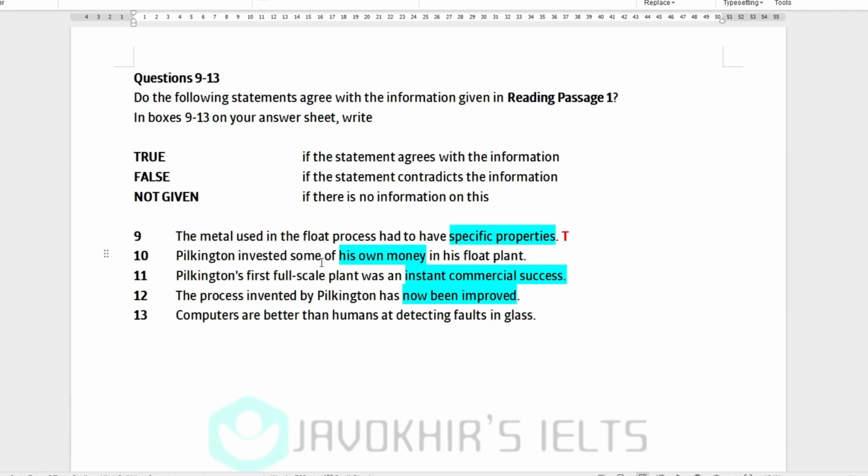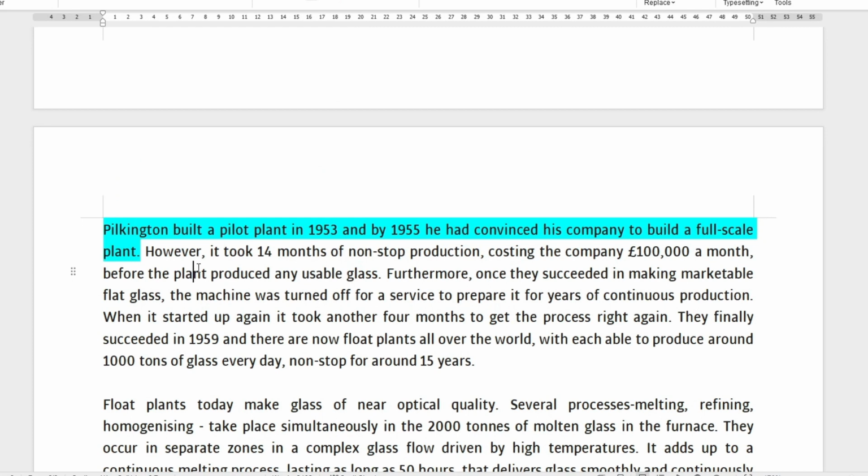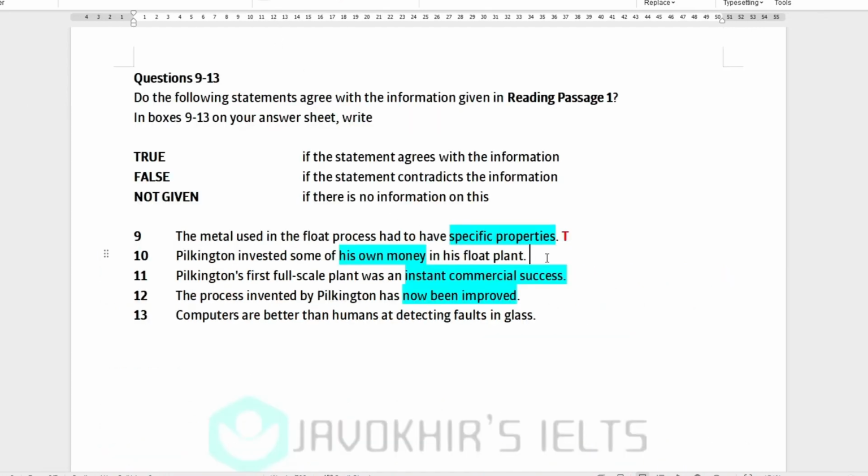So to say Pilkington invested some of his money in his own flat plants, but what is it saying in the paragraph is that Pilkington built a pilot plant in 1953, and by 1955 he had convinced his company to build a full-scale plant. So basically, the writer is not mentioning whether or not Pilkington invested his own money to build his own plant. So the information is not given for us. So we're going to take not given.